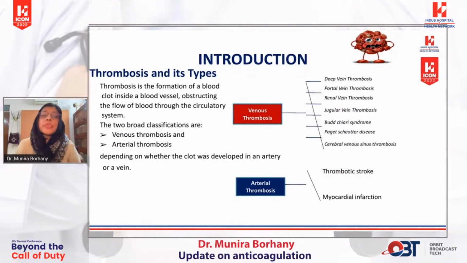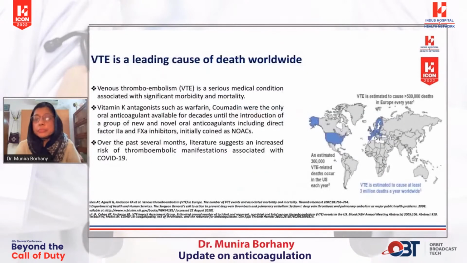So first of all, what is thrombosis? Thrombosis is the formation of a blood clot inside blood vessels, which obstructs the blood flow in the circulatory system. The broad classification is venous thrombosis and arterial thrombosis, and it can develop in any part of the artery or the vein. You can see deep vein thrombosis, portal vein thrombosis, renal vein thrombosis, jugular vein thrombosis, and arterial thrombosis in the form of thrombotic stroke or myocardial infarction. Venous thromboembolism is a leading cause of death worldwide, and it is a very serious medical condition associated with significant morbidity and mortality.